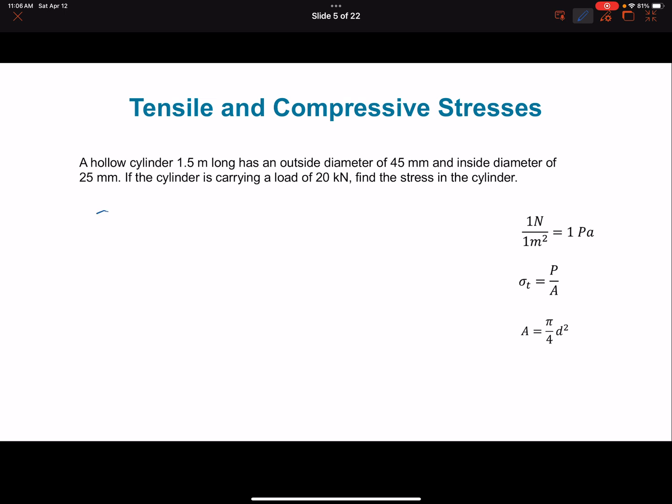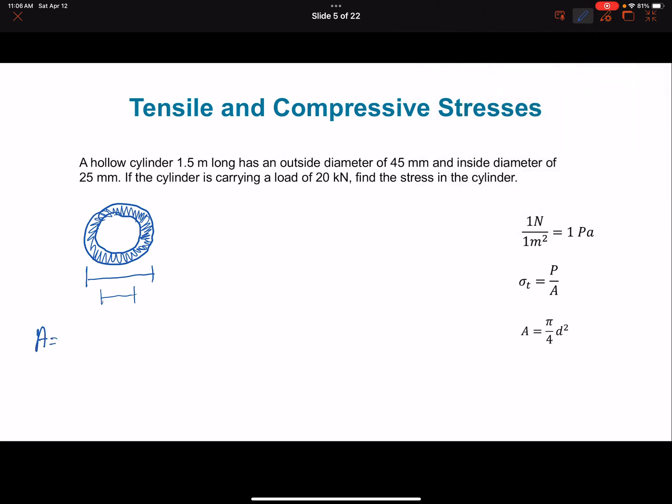So the cylinder, right, has an outside diameter and an inside diameter. We're just concerned about the area of the material. So what we're going to do is define the area, I should say, not the diameter, I'm sorry. Define the area.